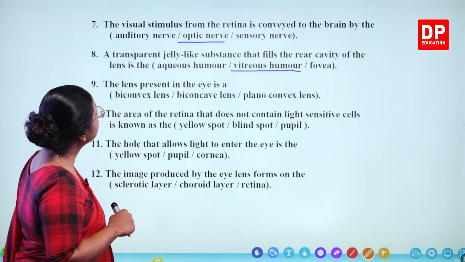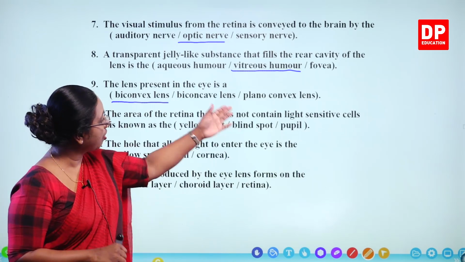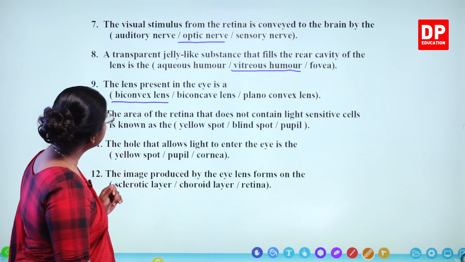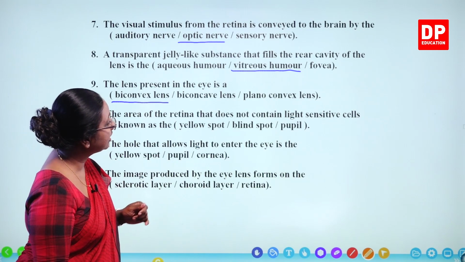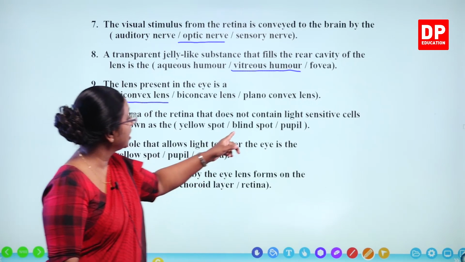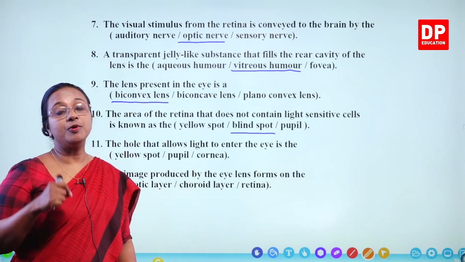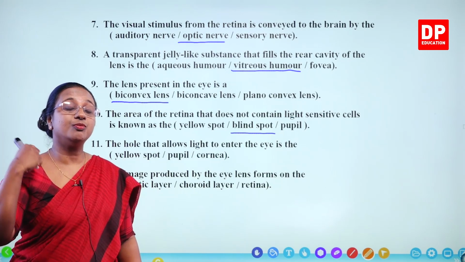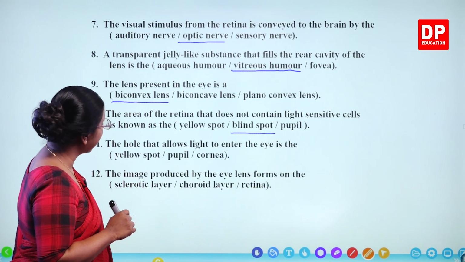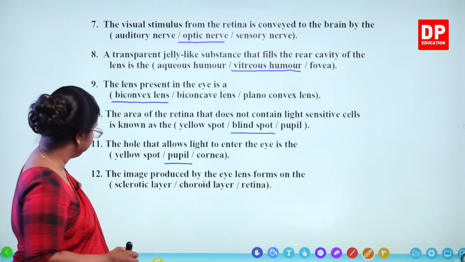The lens present in the eye is a biconvex lens. Not a biconcave lens or a plano-convex lens. It is a biconvex lens. The area of the retina that does not contain light-sensitive cells is the blind spot, not the yellow spot, which has all those. And pupil is the pore inside the iris through which light enters the eye, that you know. The hole that allows light to enter the eye is the pupil, not the yellow spot, it's the pupil and not the cornea.